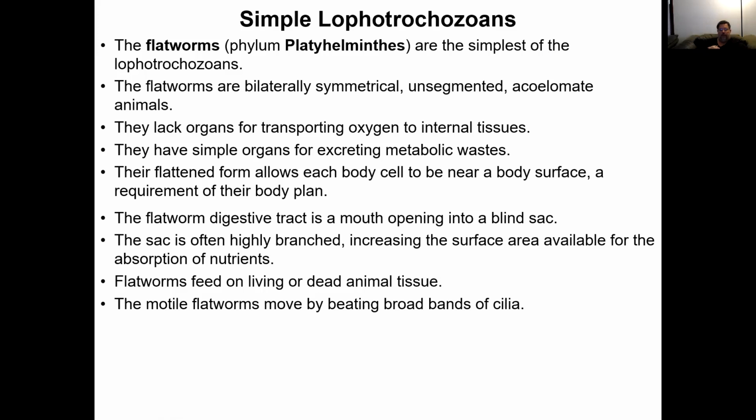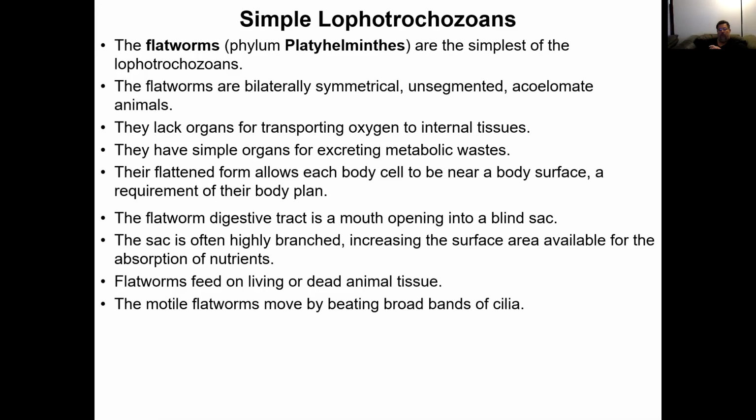The flatworm has a digestive tract that is a mouth opening into a blind sac. The sac is often highly branched, increasing the surface area available for absorption of nutrients. Everything you'll see in biology, the surface area increases the opportunity for collecting oxygen or for digestion. That's a big thing in biology and physiology.